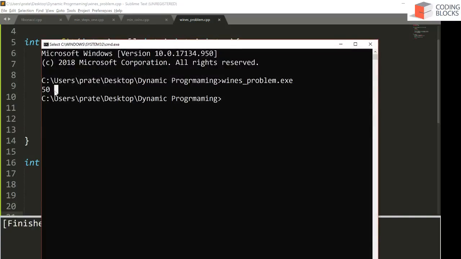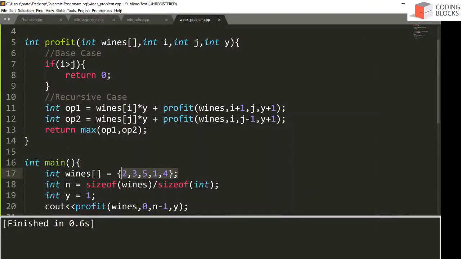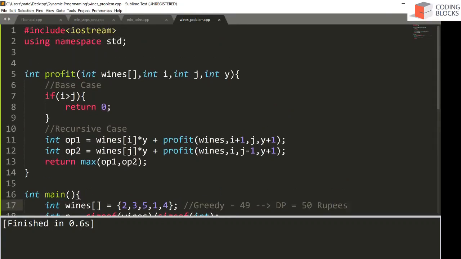So you can see the answer is coming out to be 50 for the case that we have already discussed in the video. And if you use a greedy strategy, that gives you an answer of 49, right? So we will not use greedy, we will use DP, that gives you the optimal answer, that is 50 rupees, right? So this is how easy the code is, but in this case we have just implemented the recursive solution.